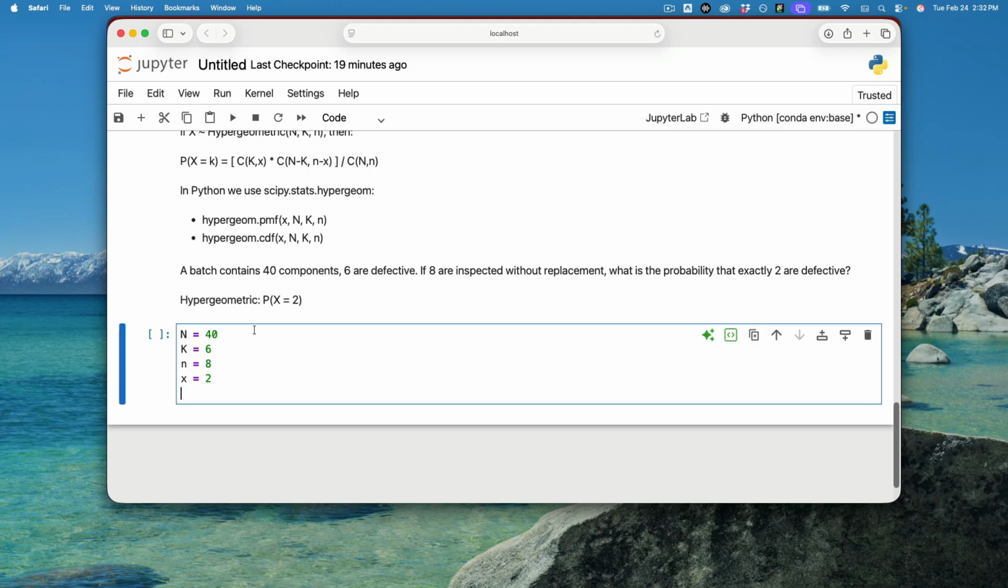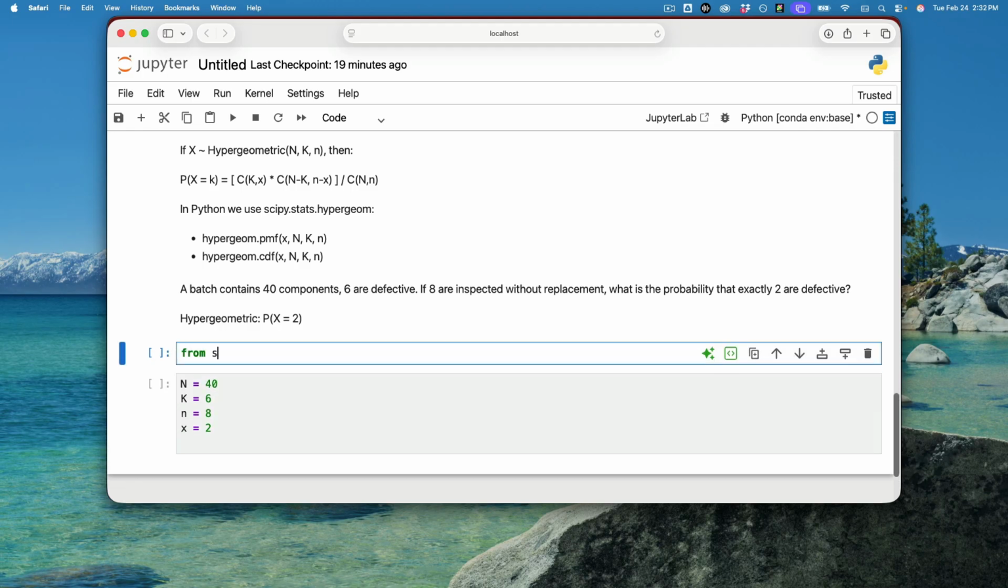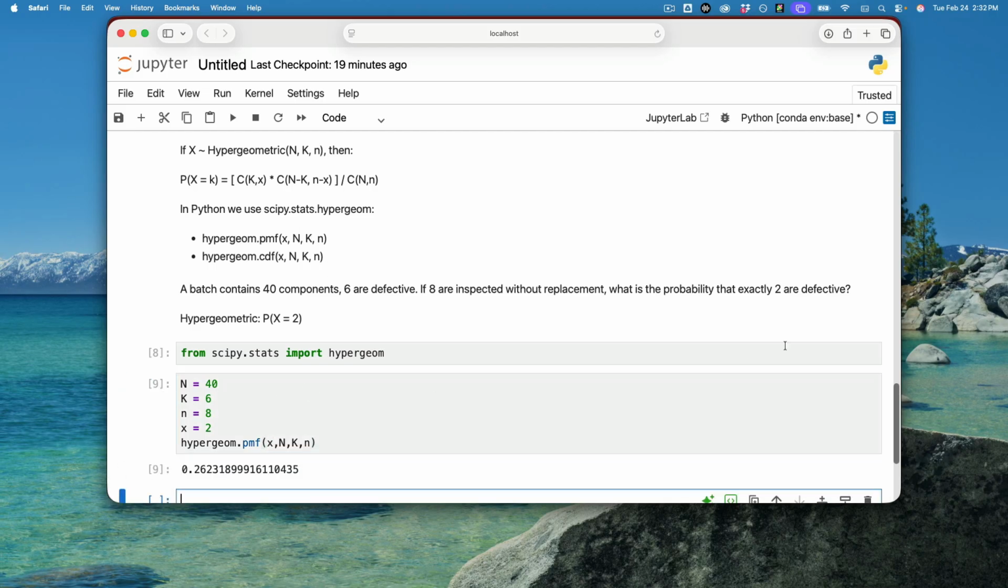I need to import the hypergeometric distribution. So from scipy.stats, import hypergeom. Then I can call hypergeom.pmf, and the format is x, N, K, n. That gives me 26.23%.